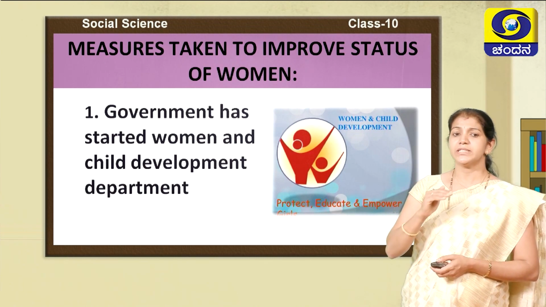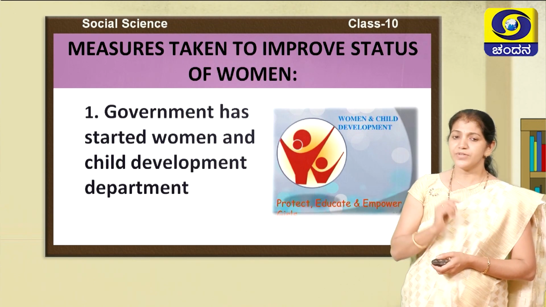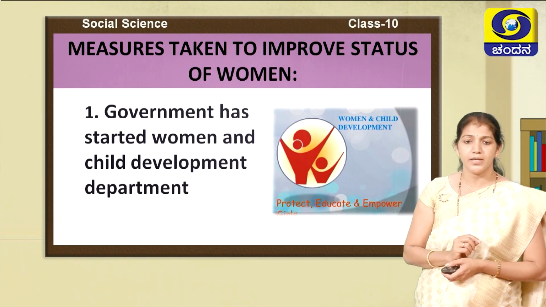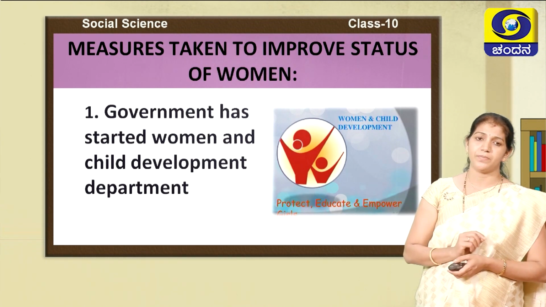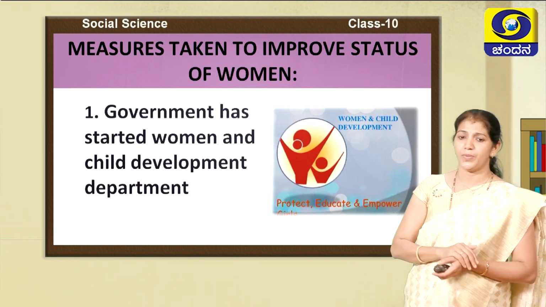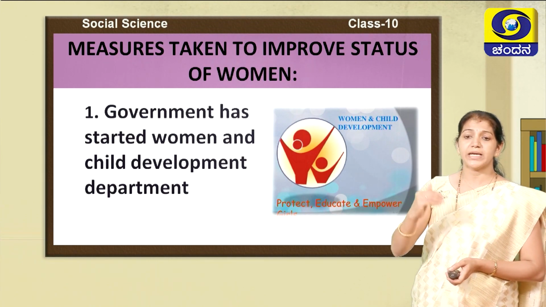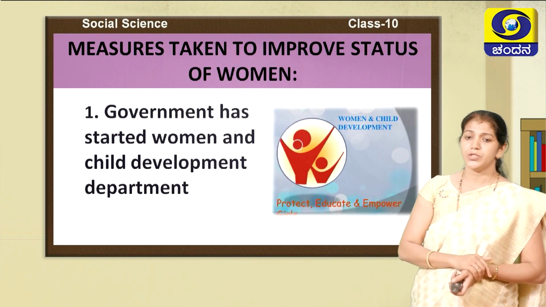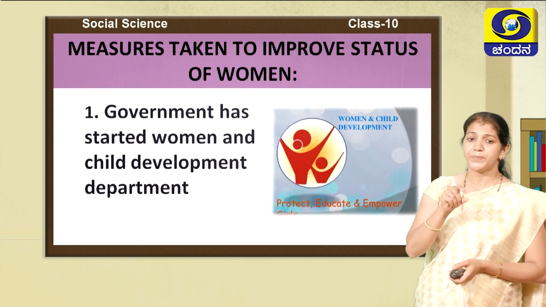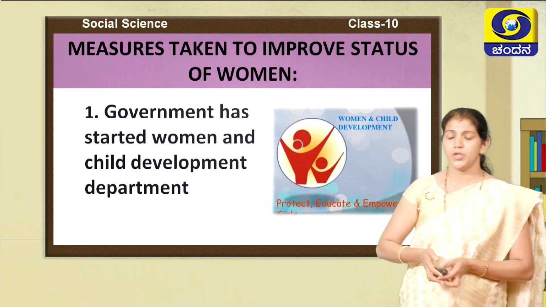So, the government has taken some measures to improve the status of women. First of all, the government started the Women and Child Development Department. This department works to improve the status of women, to give good education to women and to protect them against exploitation in society. This department is very helpful in improving the status of women.